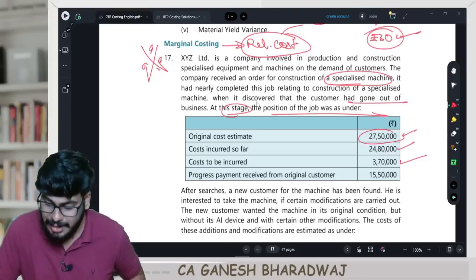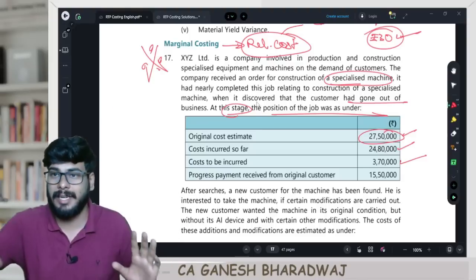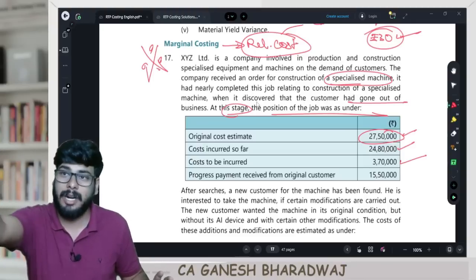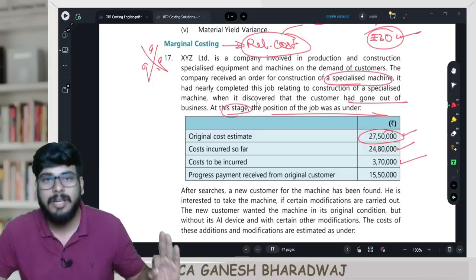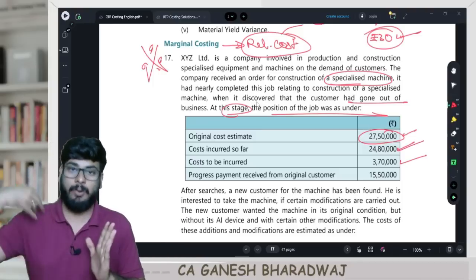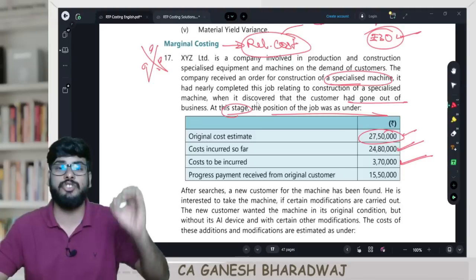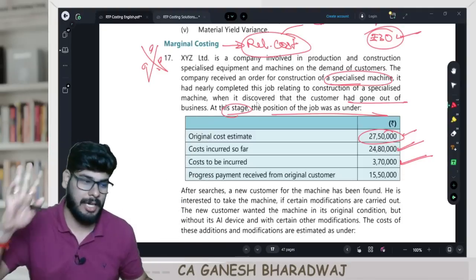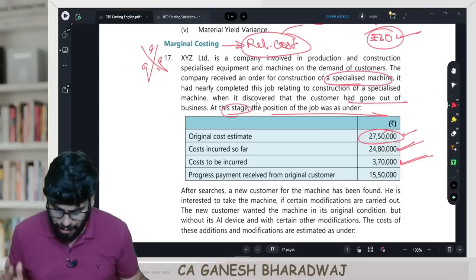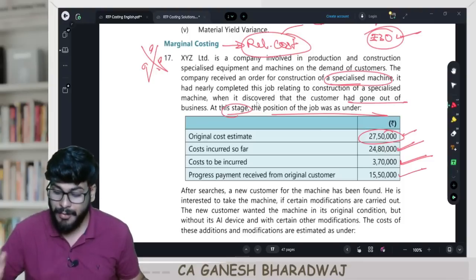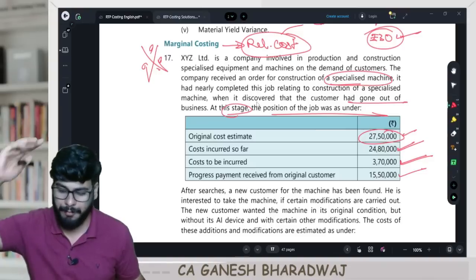No. The 27,50,000 was an estimate they made at the beginning. Today, the day when they realize that the customer has run out of business, which means he's not going to buy from them, as on date they have incurred 24,80,000, and as on date a fresh estimate was made, saying that a further 3,70,000 needs to be incurred to complete this project. Are you clear with this? This is what they are saying. Next, as on date, they have received a total of 15,50,000 rupees from the original customer, the customer who has run out of business.